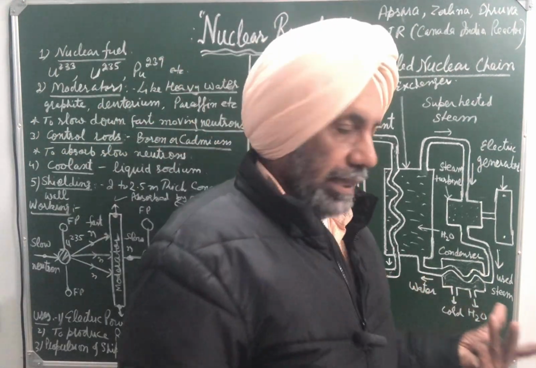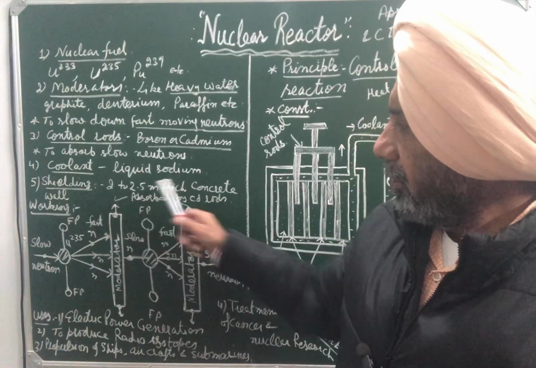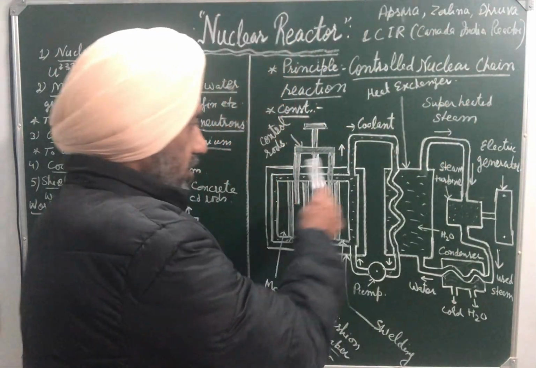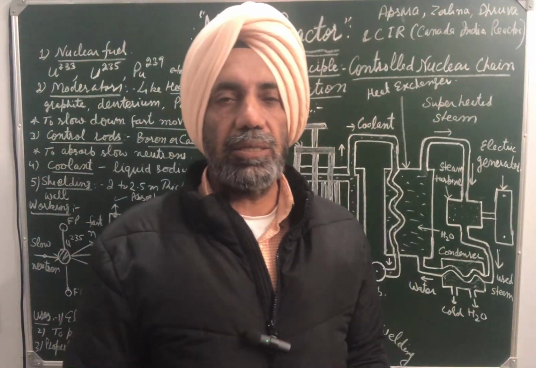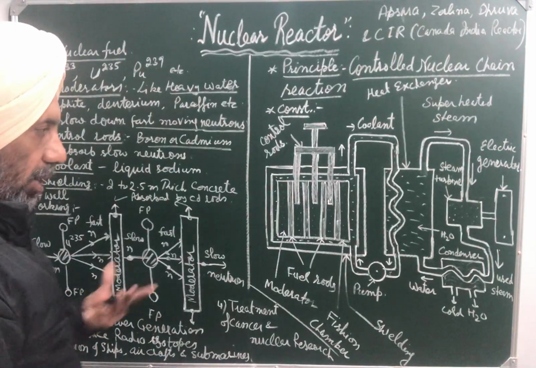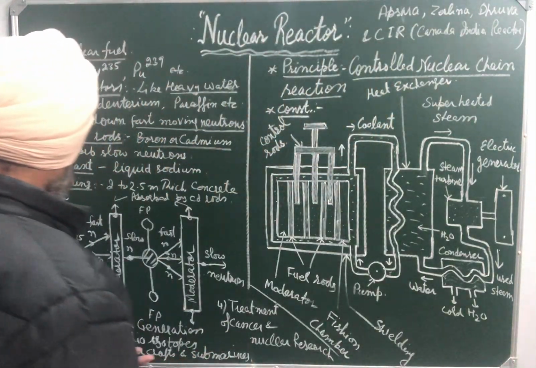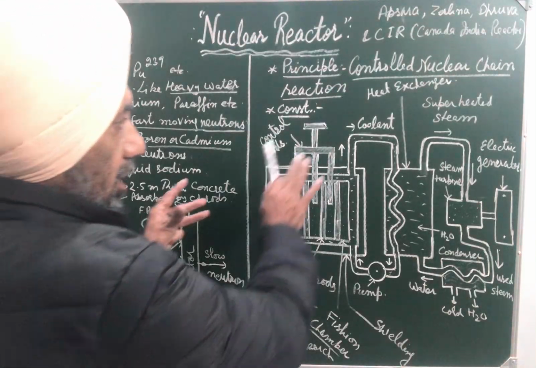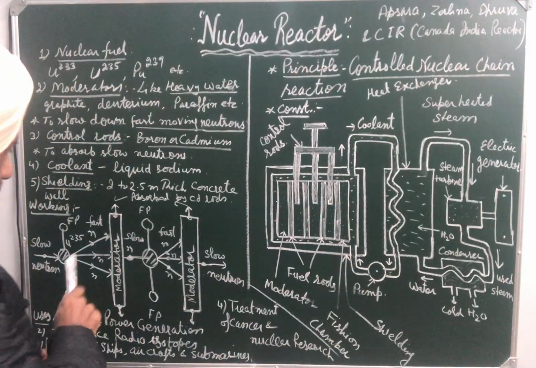Then there is shielding. As I already told, this whole apparatus is shielded by a very thick concrete wall, of thickness 2 to 2.5 meters, to avoid the leakage of radiation which is harmful to life. So this is the basic construction and working I have explained.